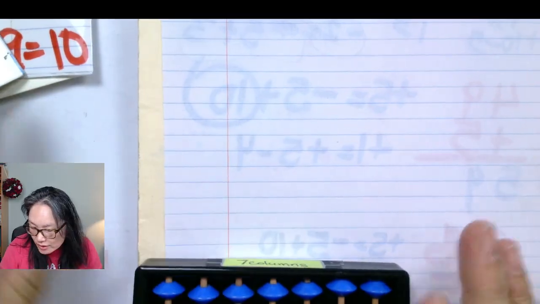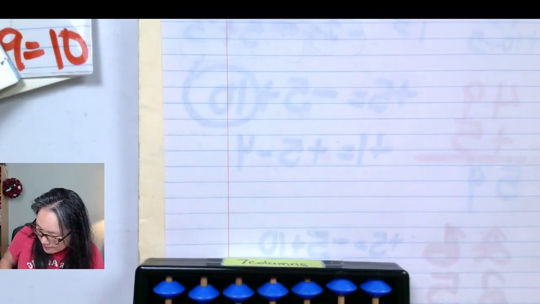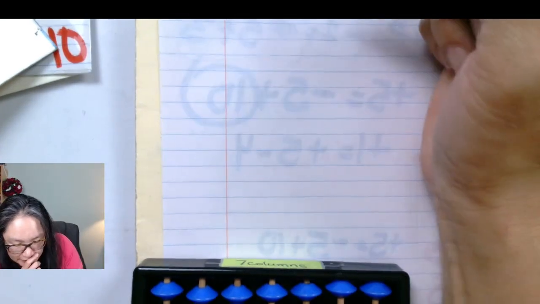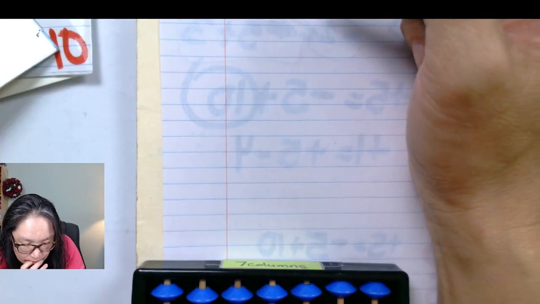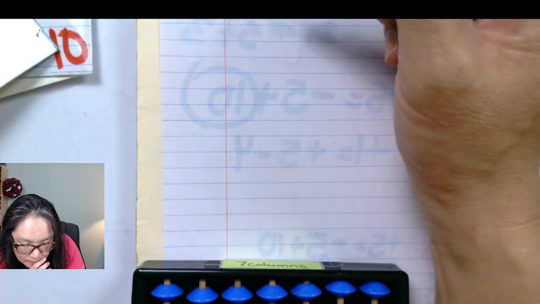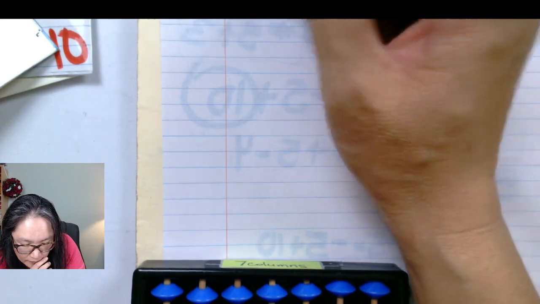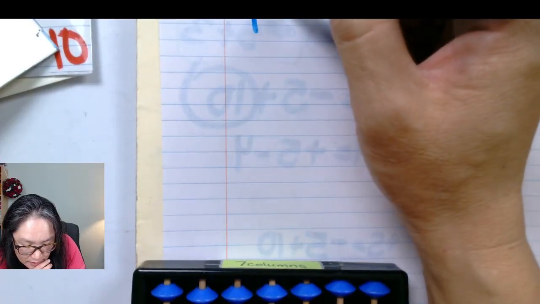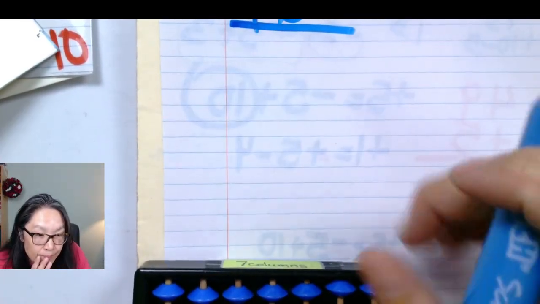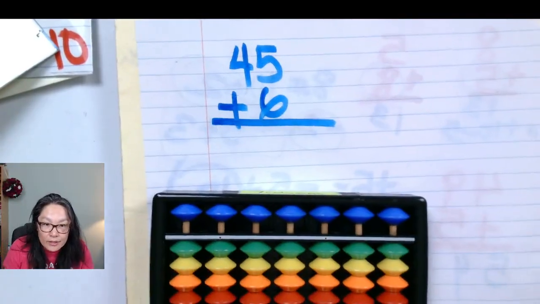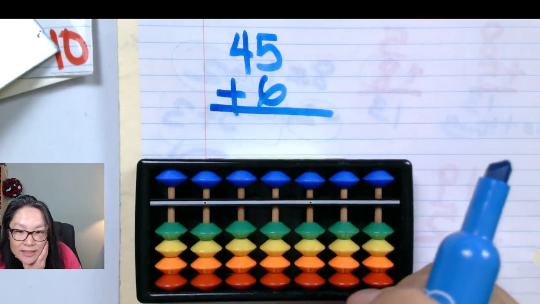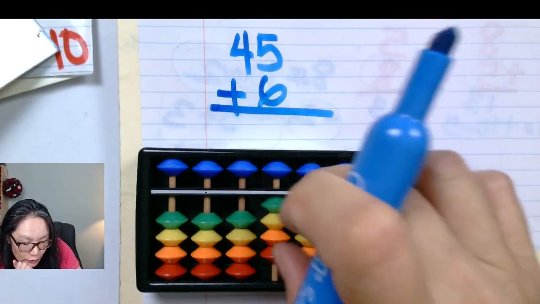Okay, so let's do another one. 45 plus 6. We'll do that. Oh, no, you can't see that. There we go. 45 plus 6. So 45, we'll do 40, we do 5.